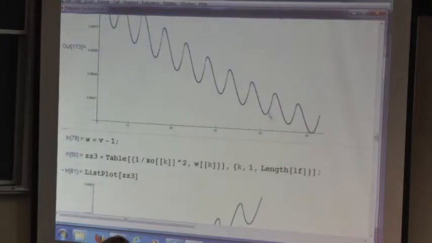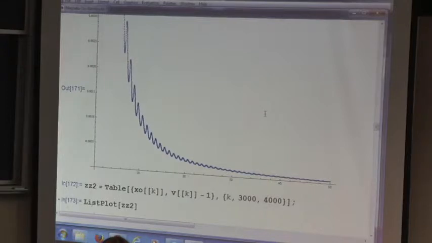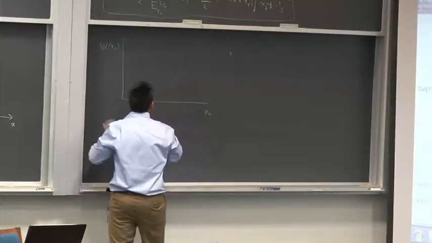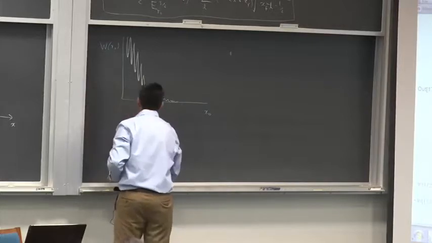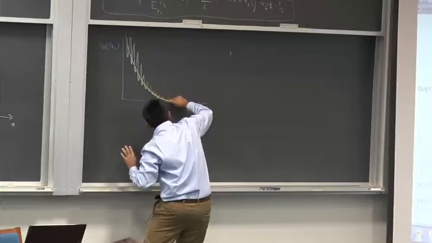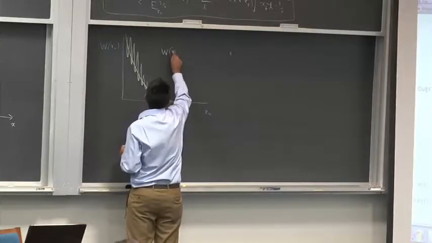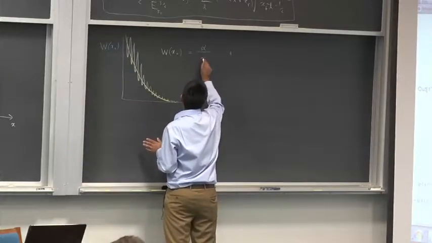And what I could actually do, I could go further from here. If I look at this graph over here, this is W x naught. This is x naught. My graph looks like this. It's oscillatory. And if I look at this envelope, I can fit this envelope to a function. It turns out that W x naught falls off quadratically. So I can put this equal to alpha over x naught square.